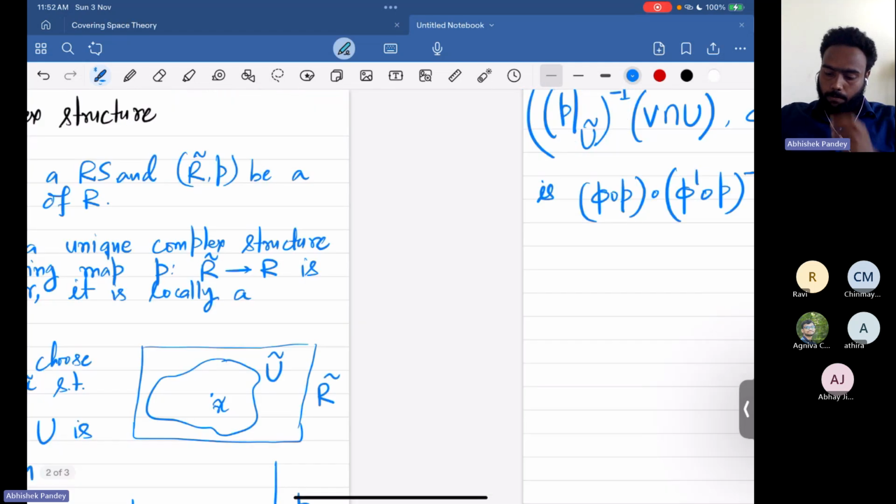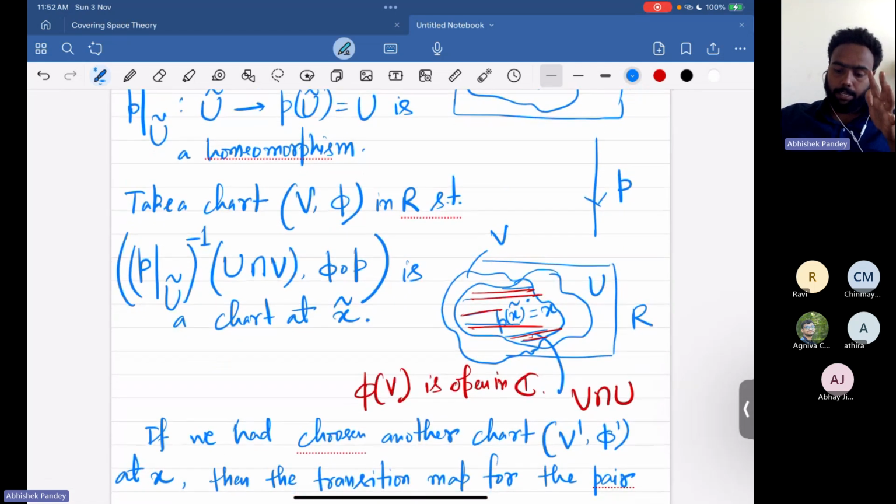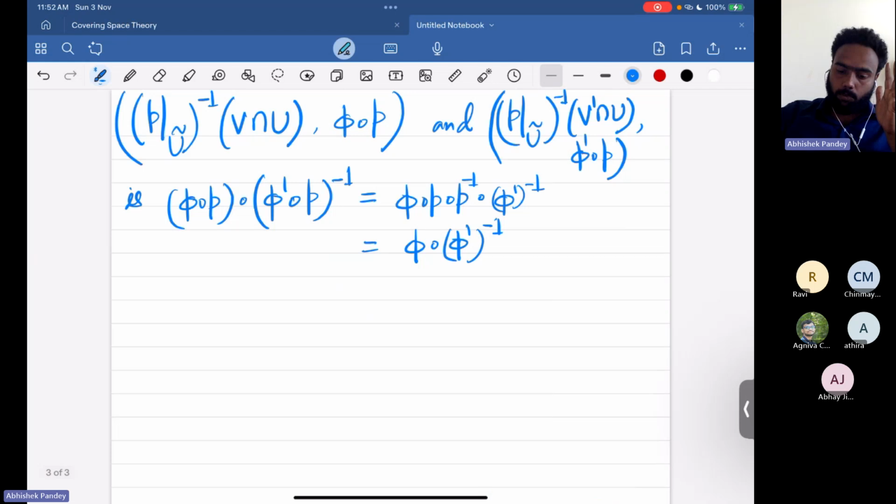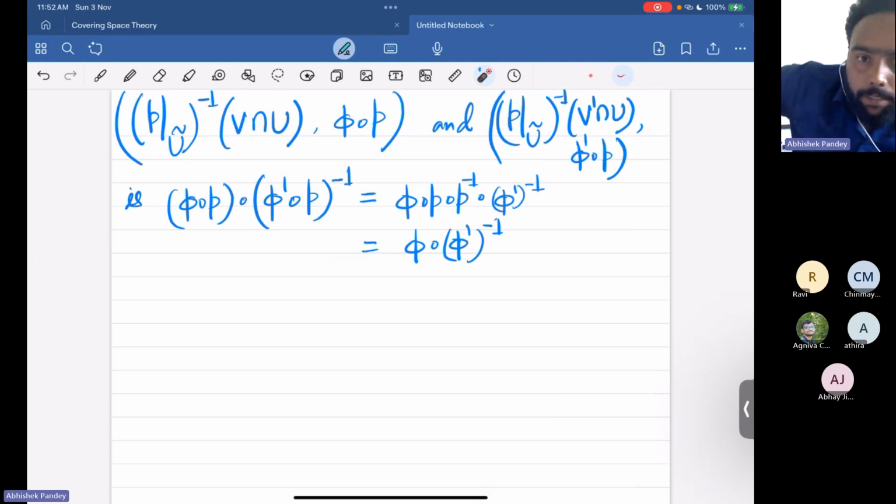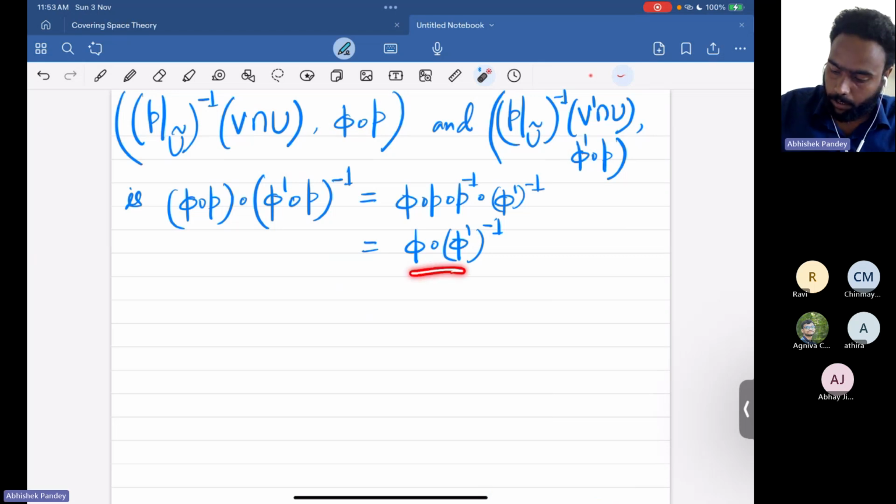Now we have two charts in R tilde. The first chart is this one, and the second chart is this one. We need to check the compatibility, that is, whether the transition map is holomorphic or not. Once you check the transition map, we get this. Now, what about this one?